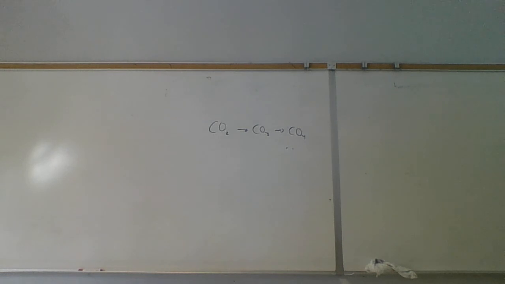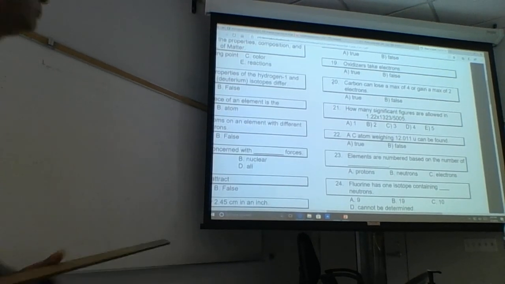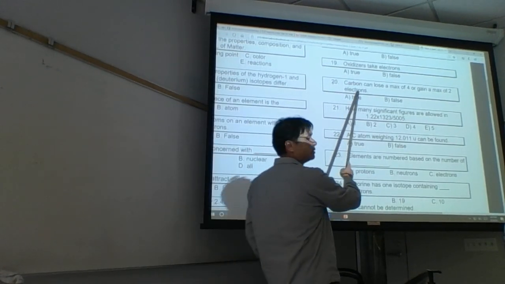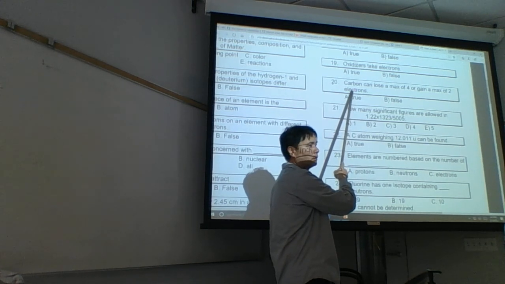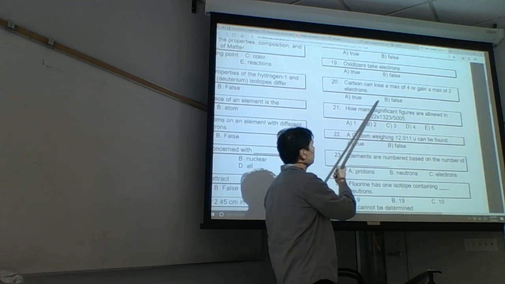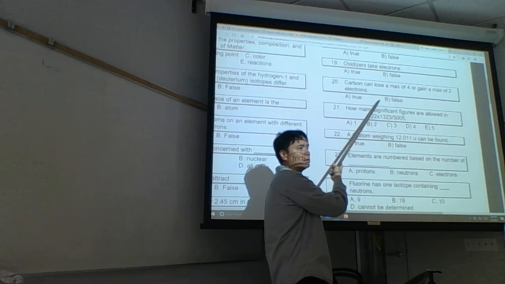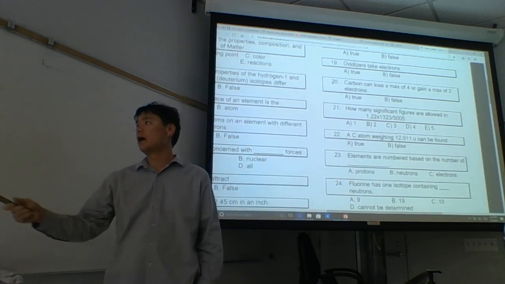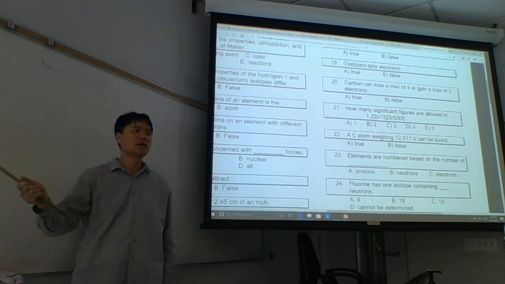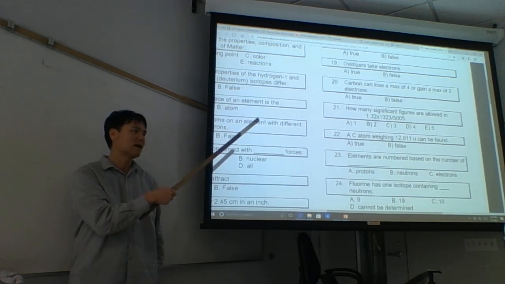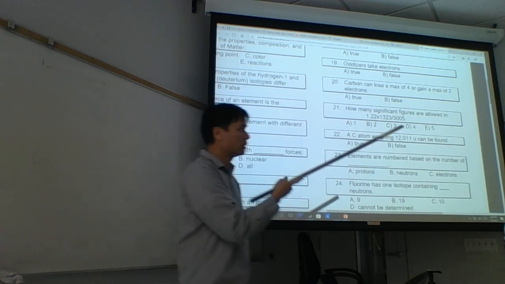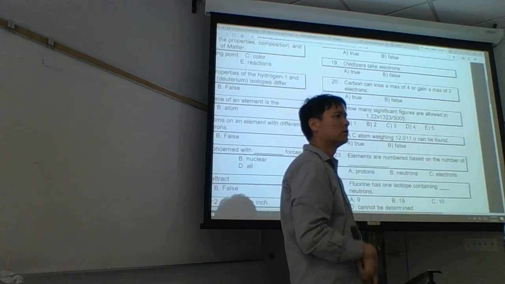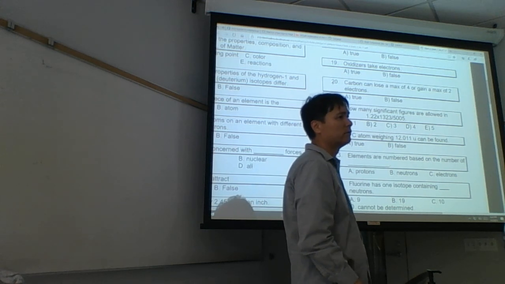Number 20. Carbon can lose a max of 4 or gain a max of 2 electrons. True or false? Well, actually, this is false, but we talked about why that is, and in that context, we talked about this. We could easily figure out what is going to form based on this pattern. This pattern came from the periodic table, and based on the position in the periodic table, we could figure things out.